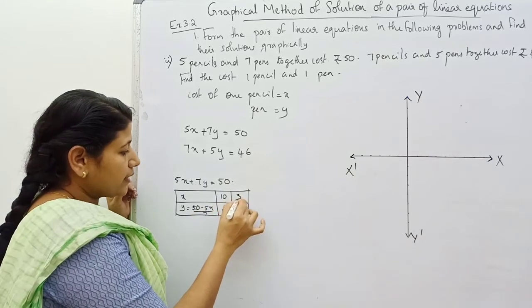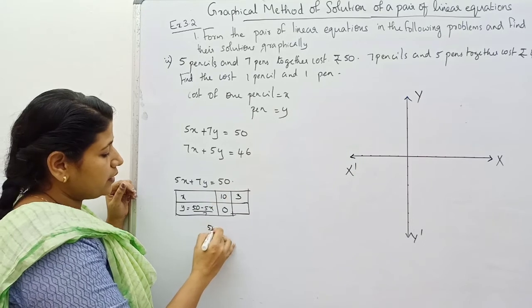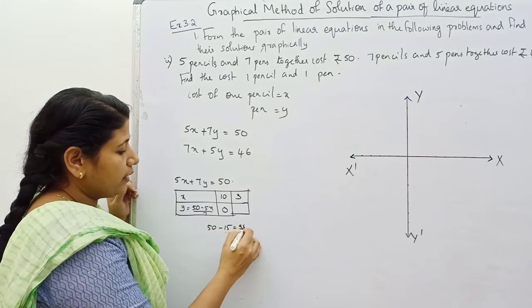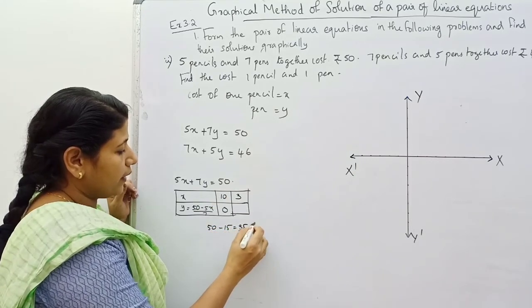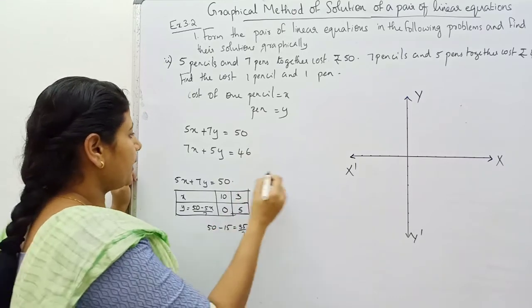And if I am substituting x as 3, then you will get 50 minus 5 into 3, 15. 50 minus 15 is 35. 35 by 7 is 5. So you will get 5 here. Okay. Then what about the next one?